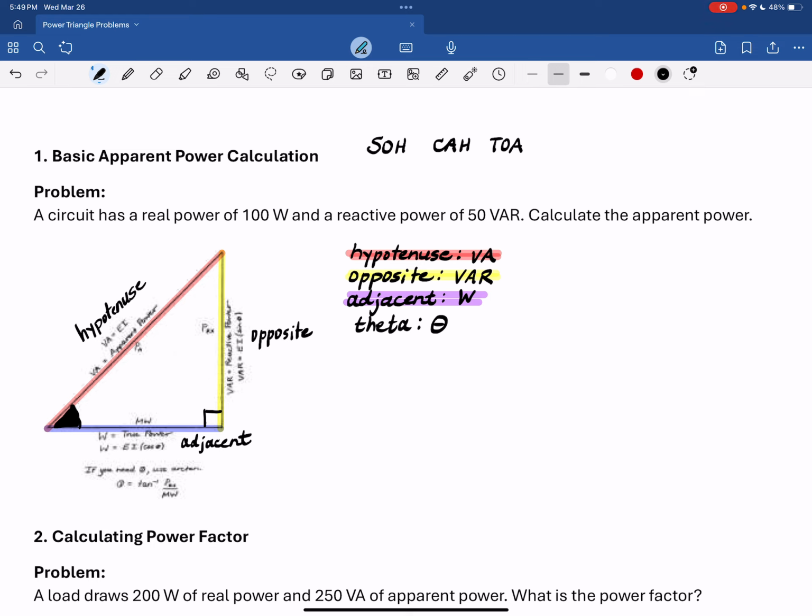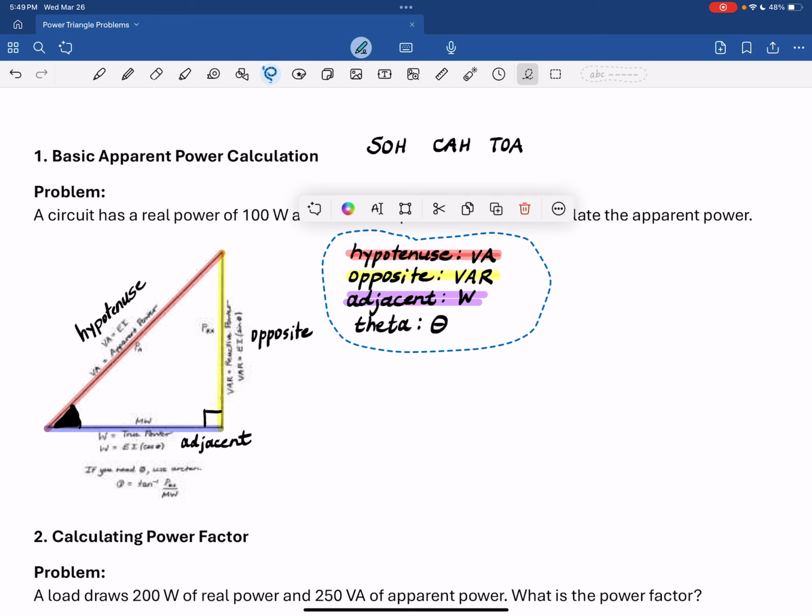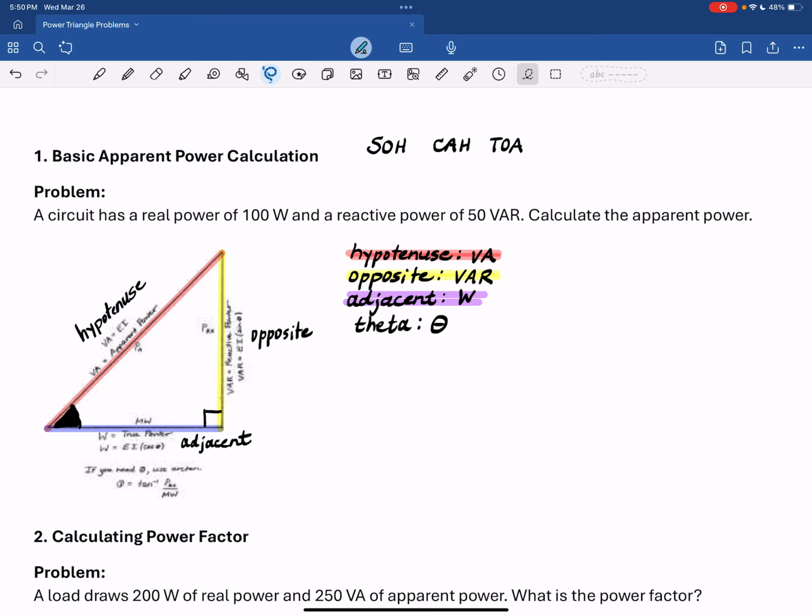Okay, so let me copy this. I started to do this off camera, but I thought this is a pretty good review. So let's see what we have here. A circuit has a real power, that's W, of 100 watts. So let's put 100 there for real power. That's the adjacent side. And a reactive power, that's VAR, of 50.